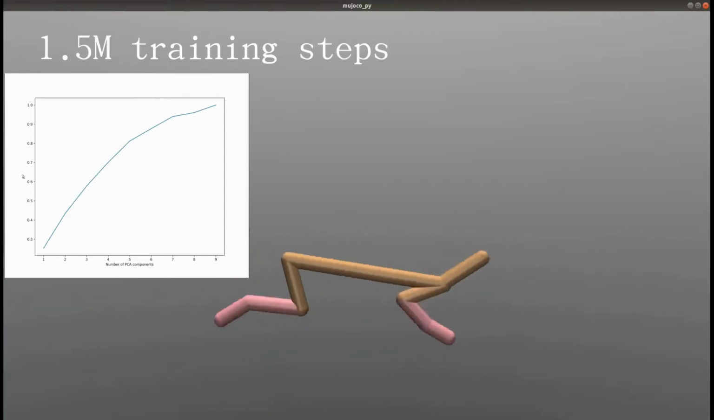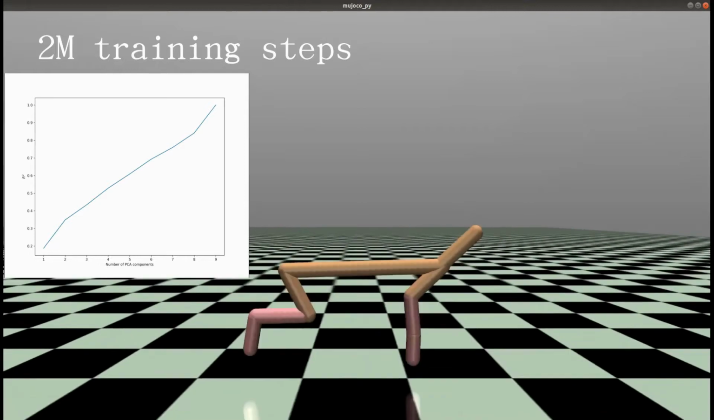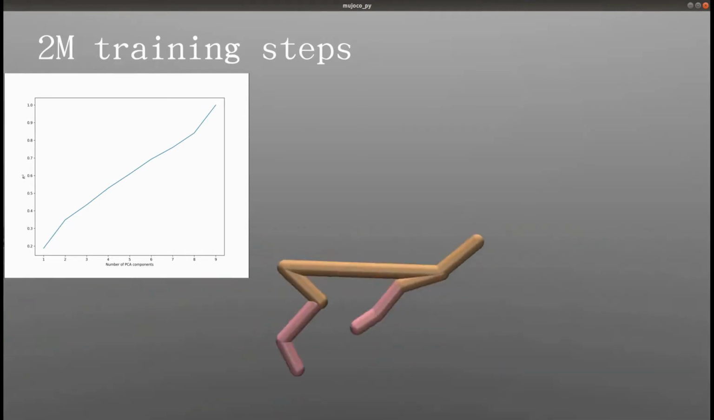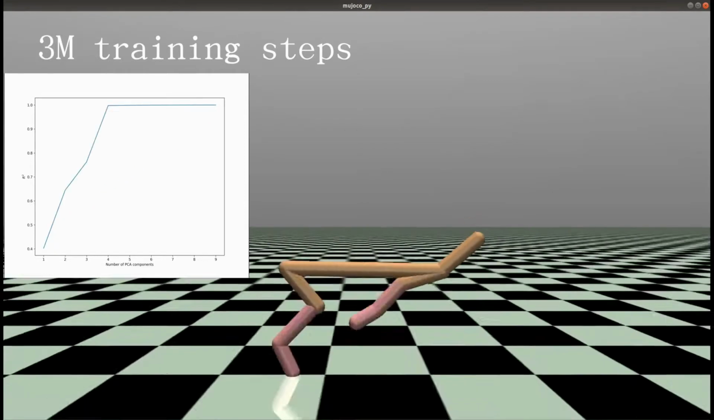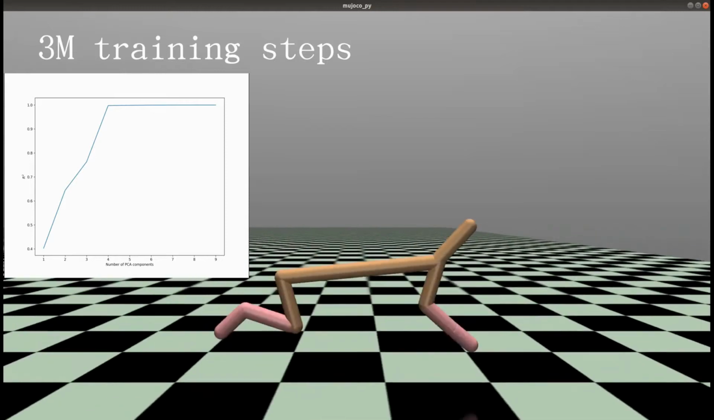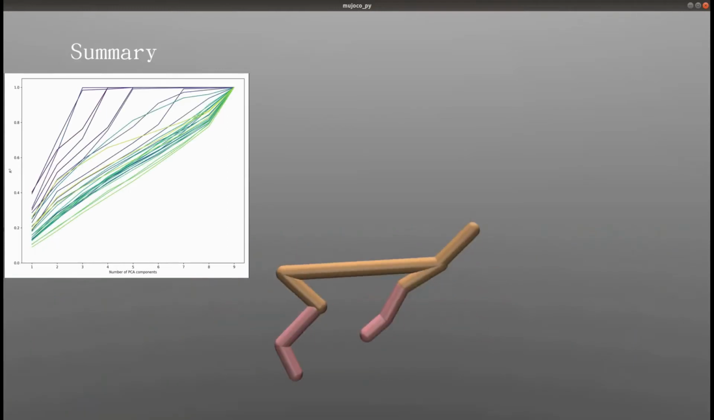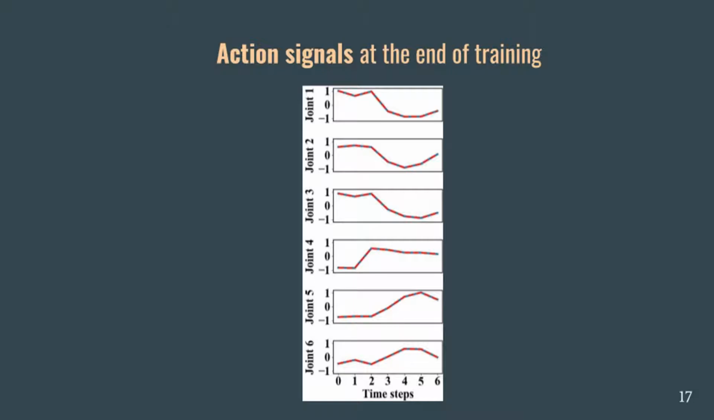And this is shown by the synergy graph on the left side of the video. At the end, the joints are very coordinated and synergetic during the motion. Now, let's take a look at the action signals generated by the trained deep reinforcement learning policy.